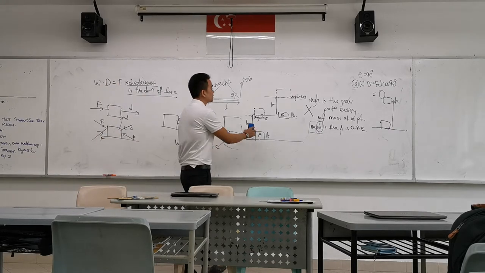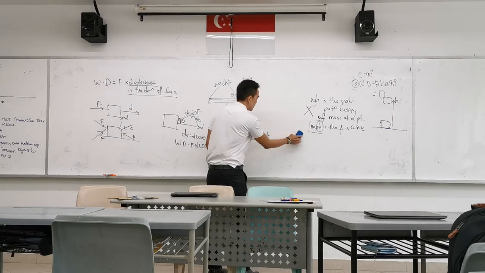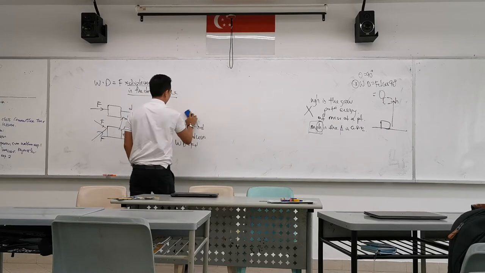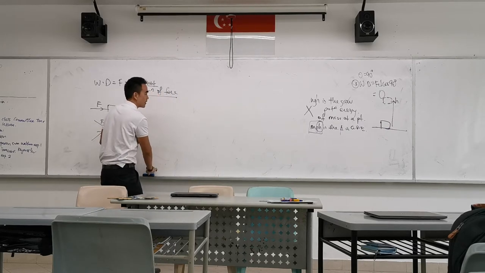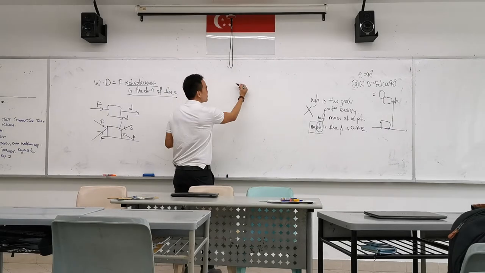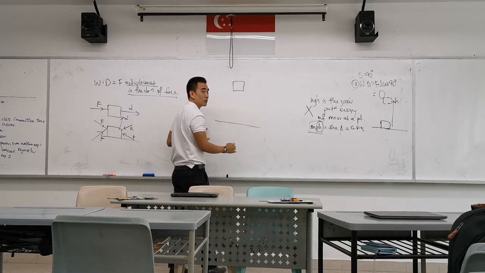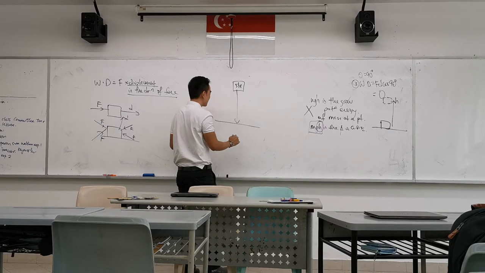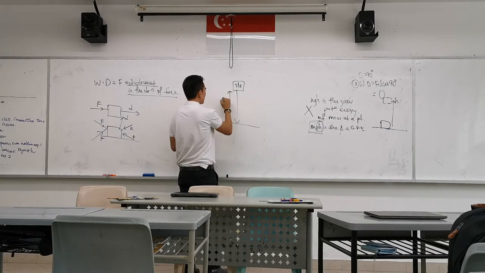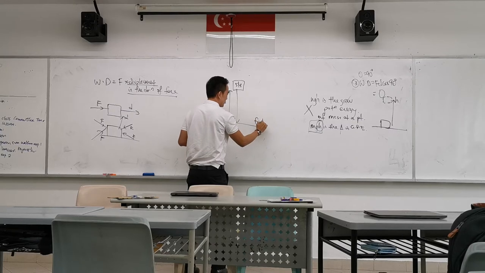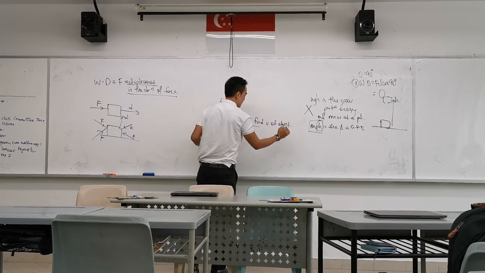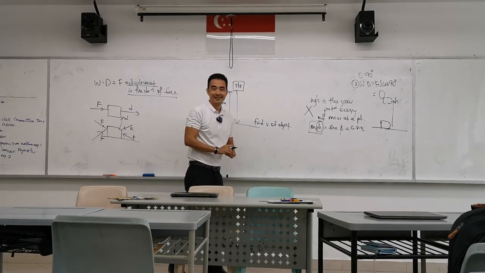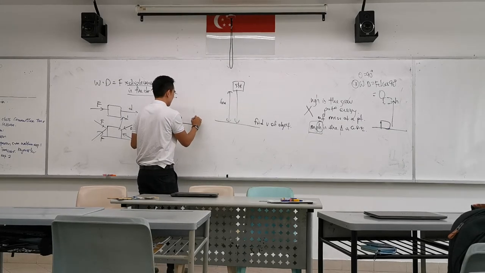Now let's see whether you can apply all these things in questions. Let's start off with something that is encouraging first. This is 6 meters. Find the speed of the object when it hits the ground. If you don't know this, I'll be very concerned. The second part of the question is more interesting.